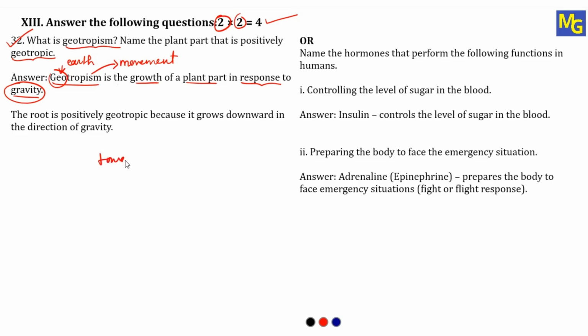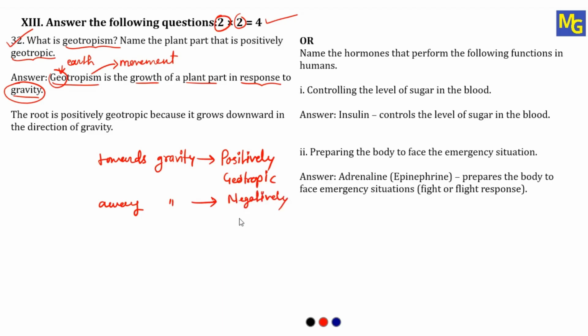If it is towards gravity, then it is called positively geotropic. Very important, positively geotropic. And if it is away from gravity, then it is called negatively geotropic. These both are in response to gravity, so such types of movements are called geotropism.